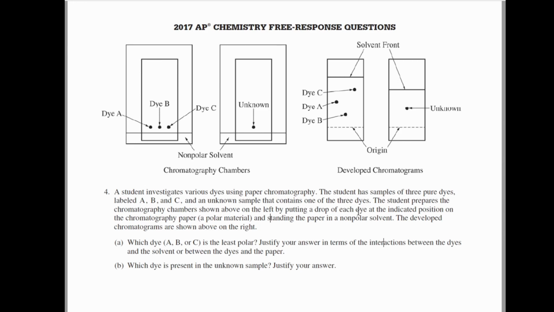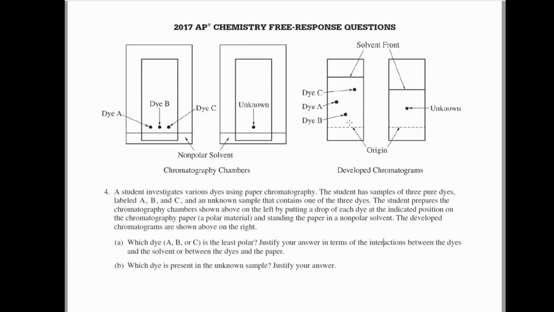Part B then asks which dye is represented in the unknown sample. Justify your answer. With chromatography, you always want to refer to RF. The RF, or retardation factor, is a measure of how restricted the motion of the dye is. It's always a ratio of how far the dye went versus how far the solvent went.